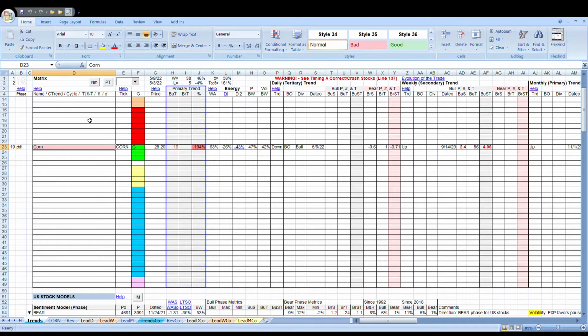We're going to talk about corn. We're going to do a corn review. We're going to do a short one. We're going to keep this open to allow people to see what's taking place inside of the matrix, in particular with corn. But we're not going to go into too much detail because this is a pretty important market.